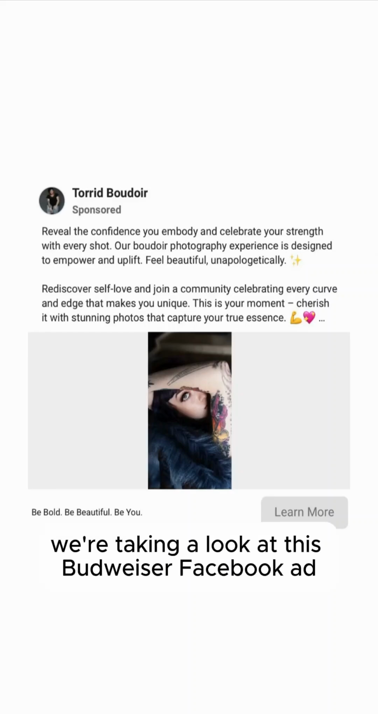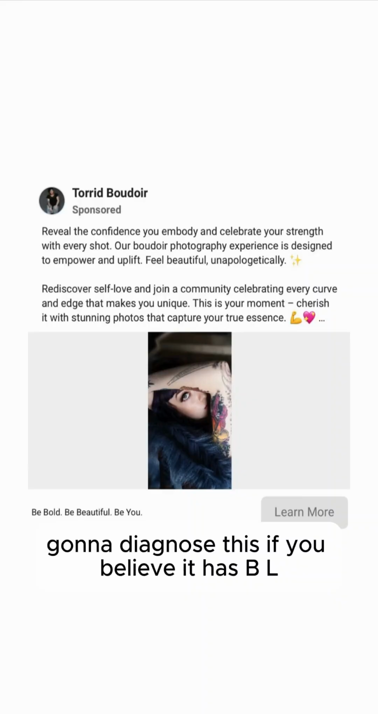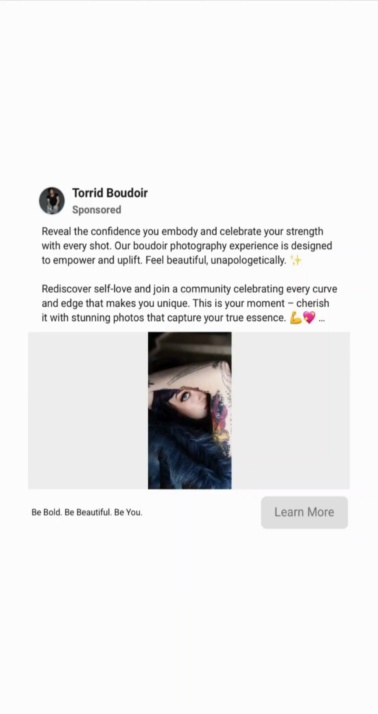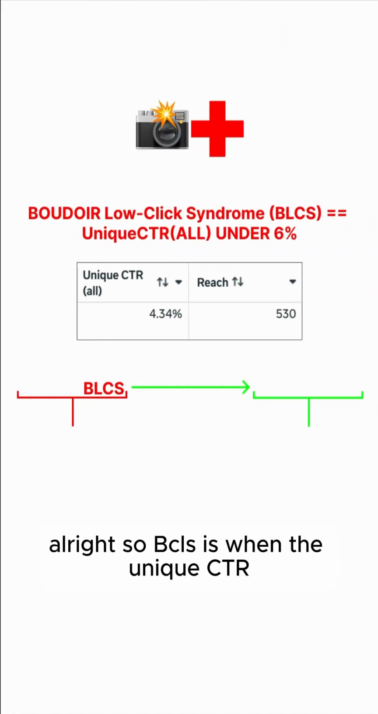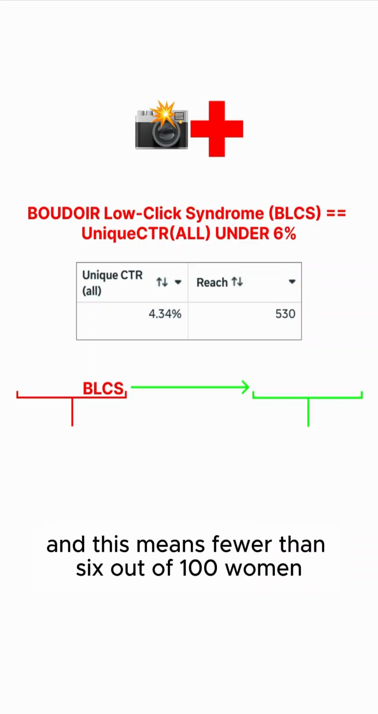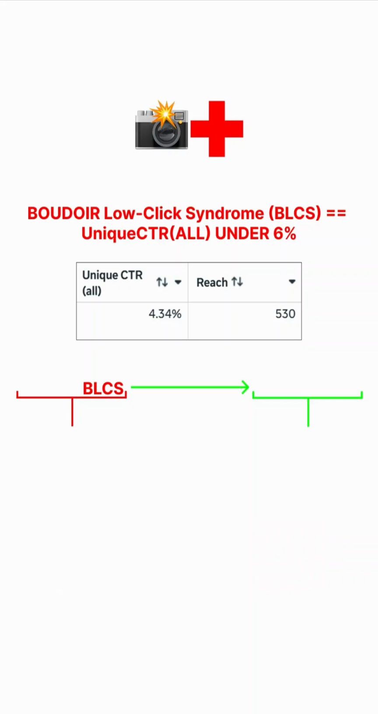All right, y'all, we're taking a look at this Boudoir Facebook ad. Going to diagnose this if we believe it has BLCS, aka Boudoir low click syndrome. All right, so BLCS is when the unique CTR all of our Boudoir Facebook ad is under 6%. And this means fewer than 6 out of 100 women are clicking on our Boudoir Facebook ad.